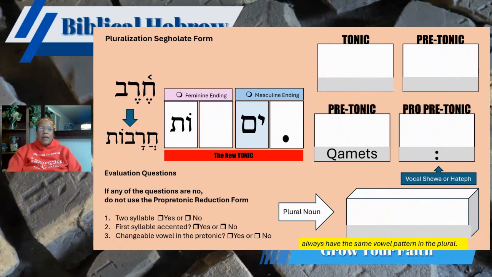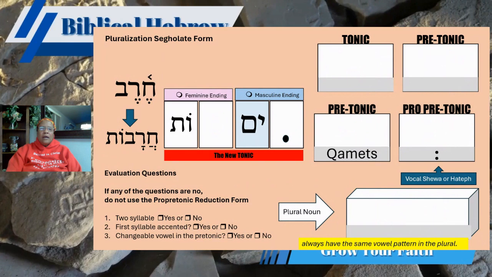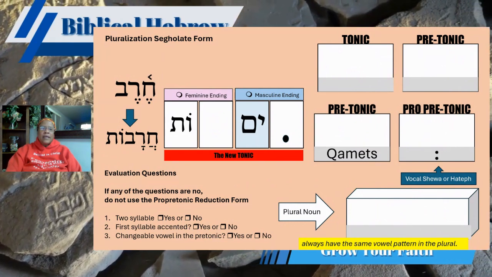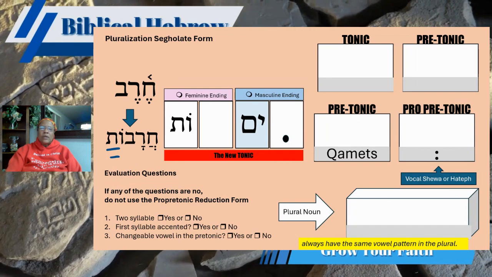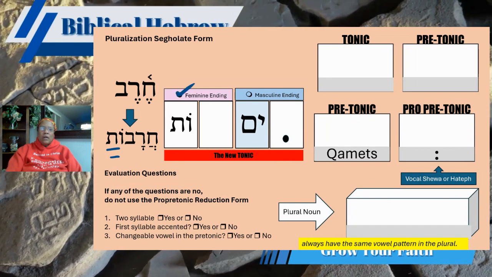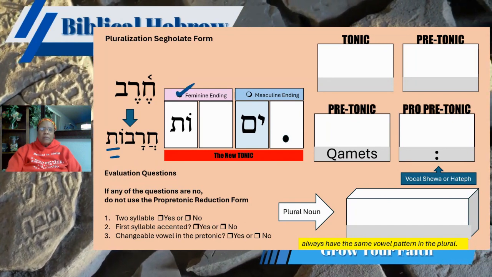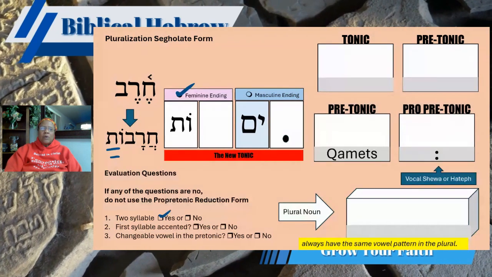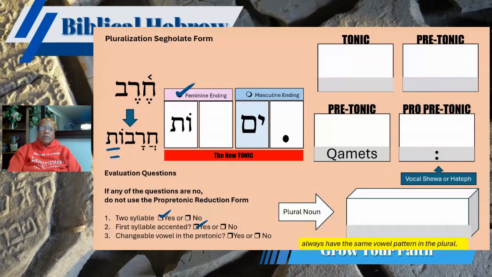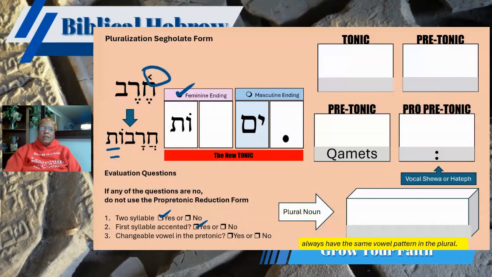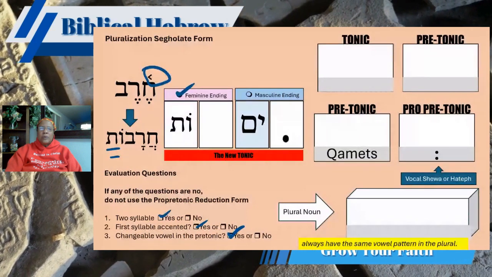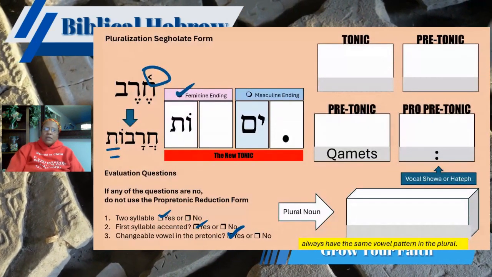Okay, let's do another segolate. This time we have two segols, chereb, and it does take a feminine ending. So again, we are looking at this pattern here. Two syllables. First syllable is accented. We know that from here. And then the pretonic is changeable. Let's continue.